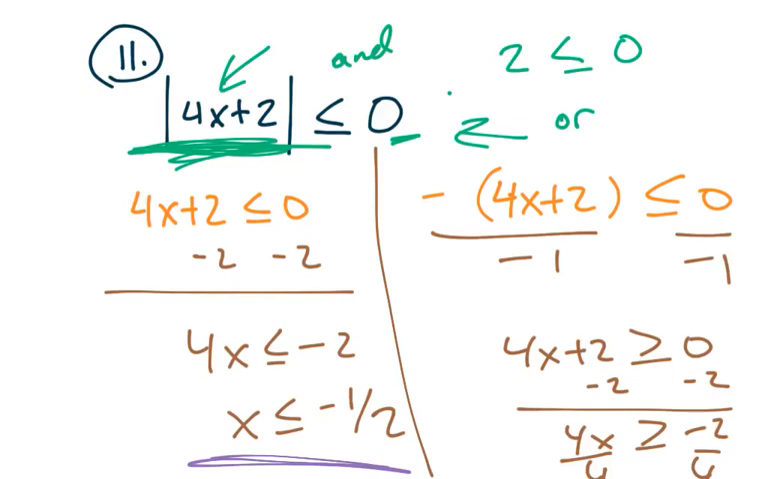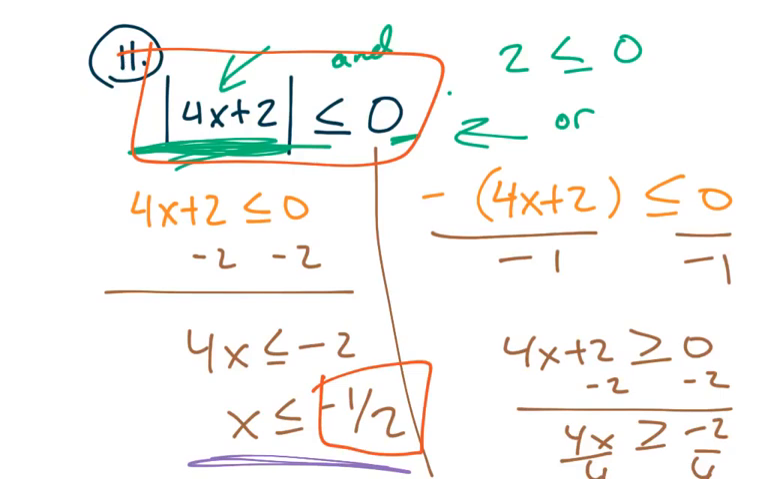The other way to approach this is just to use a little common sense. If I apply a little common sense here and just look at this, if it's less than or equal to 0, we know absolute value must be positive, so this doesn't make sense. The only value that is going to work is the value that gives me 0, which is -1/2.